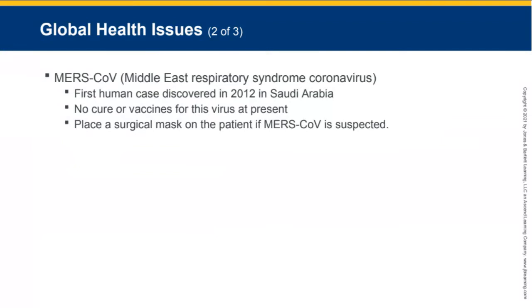MERS-CoV. This is a Middle East respiratory syndrome coronavirus. It was actually thought to transfer from camels to humans, and the first human case was discovered in 2012 in Saudi Arabia. There is no cure or vaccine for this virus at present, so you put a surgical mask on the patient if MERS-CoV is suspected.